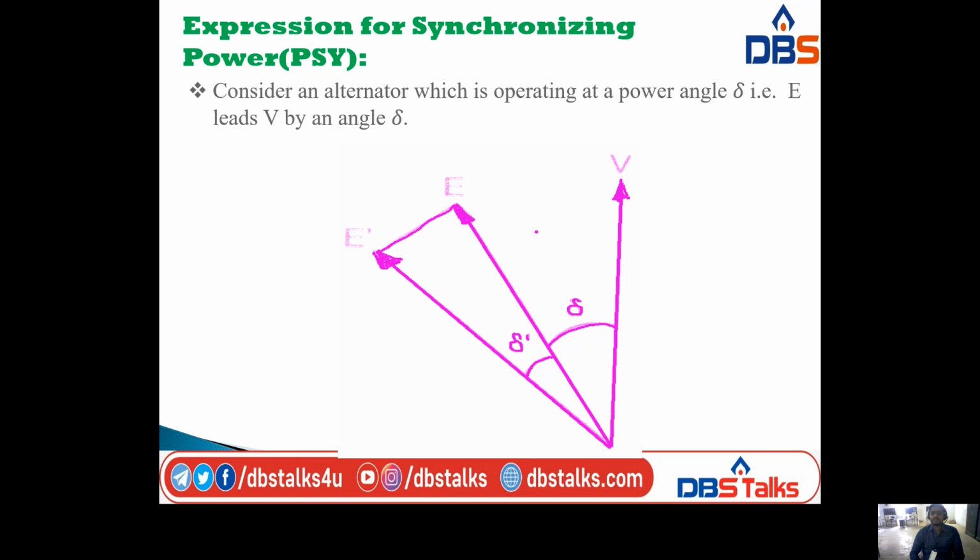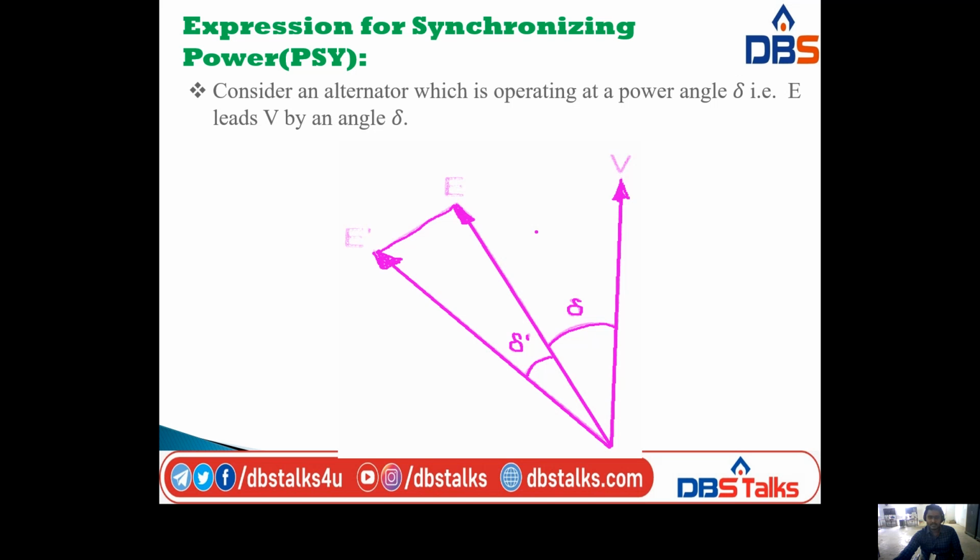Next, coming to the expression for the synchronizing power. Here I am considering an alternator which is operating at a power angle delta, that is E leads V by an angle delta. Here we have one more phasor, that is E dash. The phase difference between E and E dash is delta dash. We also have one more line, the drop line, connecting E dash and E.